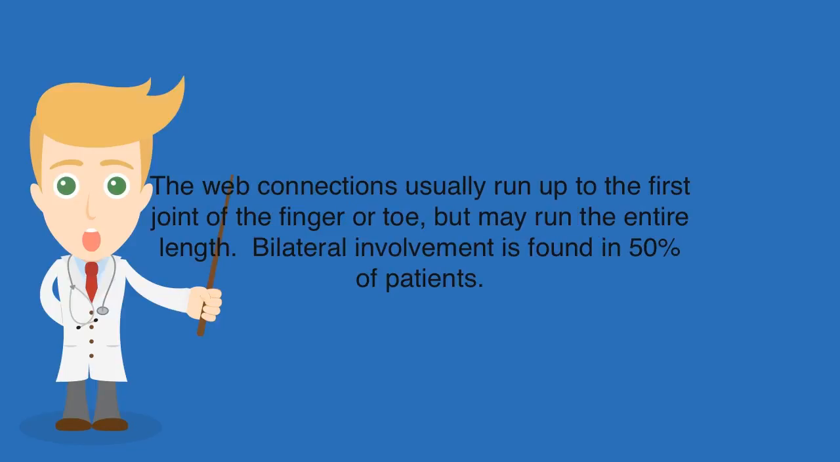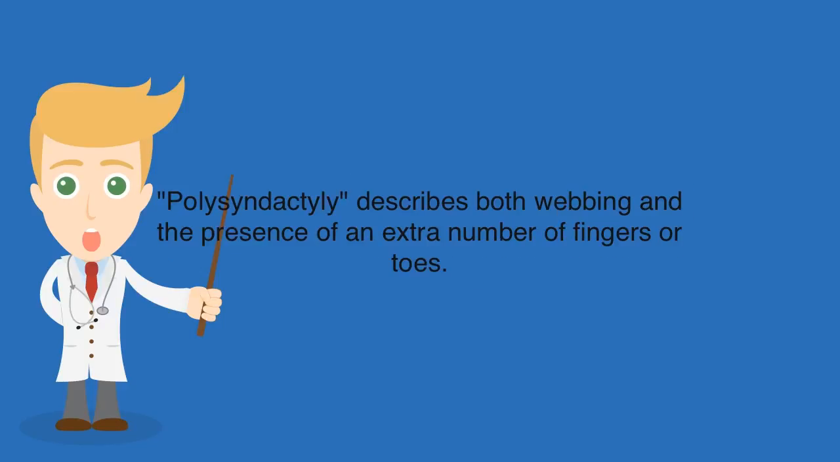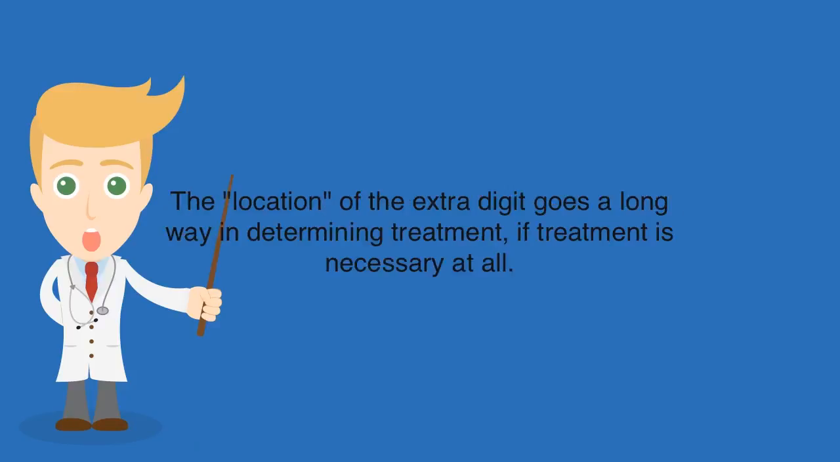The web connections usually run up to the first joint of the finger or toe, but may run the entire length. Bilateral involvement is found in 50% of patients. Polysyndactyly describes both webbing and the presence of an extra number of fingers or toes. The location of the extra digit goes a long way in determining treatment, if treatment is necessary at all.